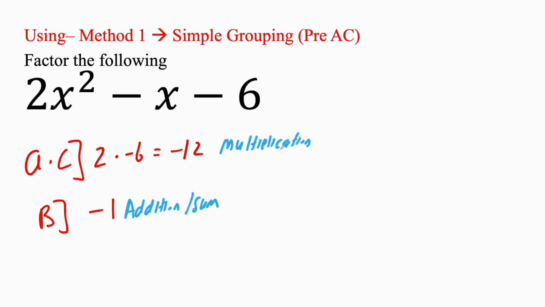And so we think to ourselves, what two numbers multiply to give us negative 12 but add to give us negative 1? And that's going to be negative 4 and 3. Because negative 4 times 3 is negative 12. And negative 4 plus 3 is negative 1.